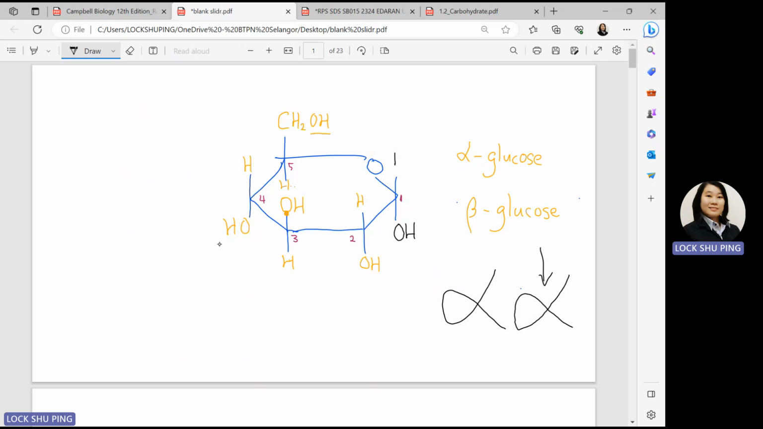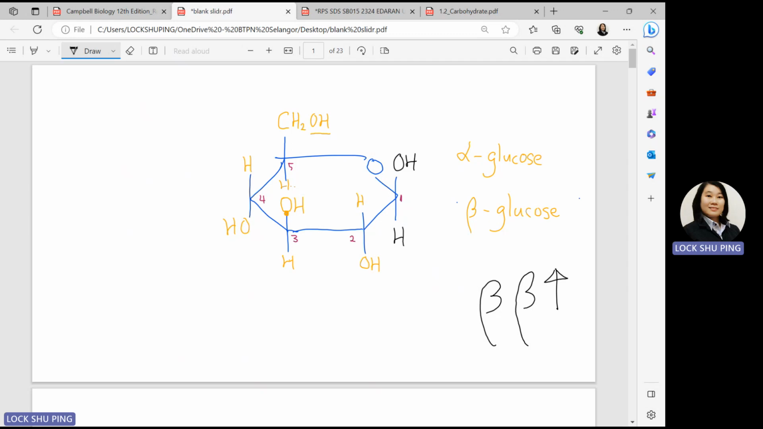Then the H is at the top. So this will be an alpha glucose. And when you write the word beta glucose, you're going to notice that the way of writing is going up. So the OH will be sitting at the top. So this is how to draw the beta glucose.